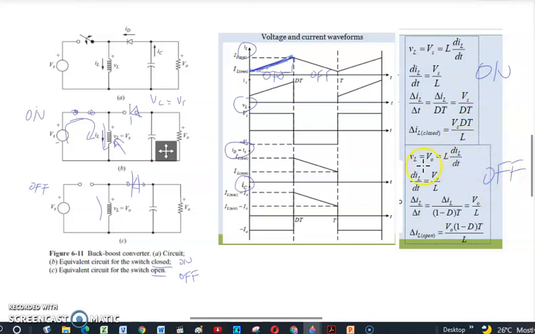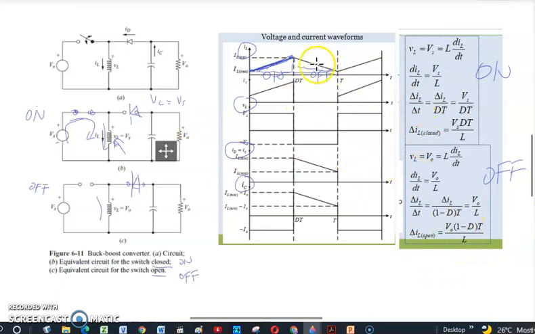Okay, during off state, you can see that VL is equal to Vout, equal to L di/dt. And during off state, the area below the graph is equal to Vout times the duration from dT up to the final, times the period, divided by L.